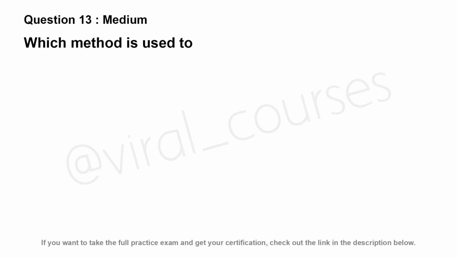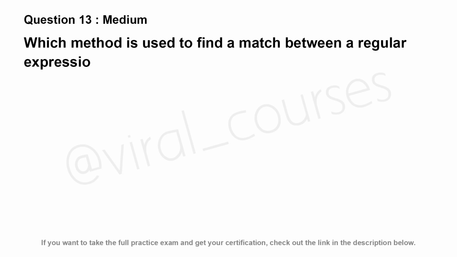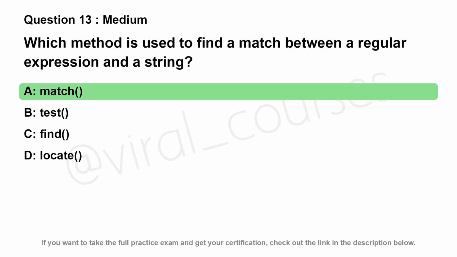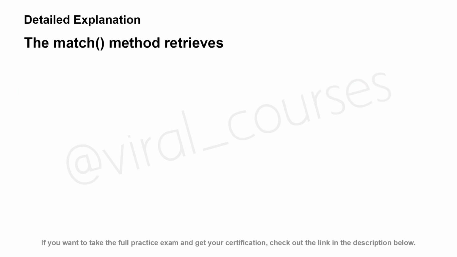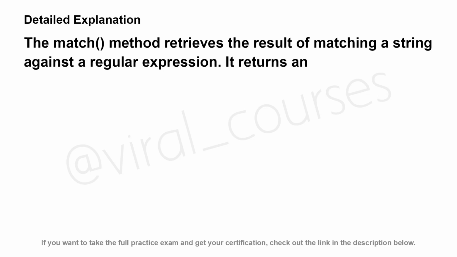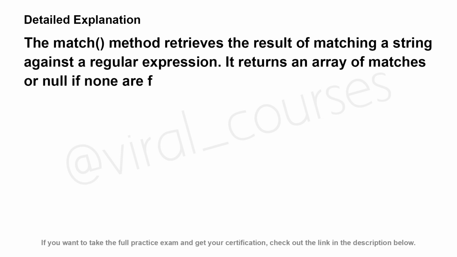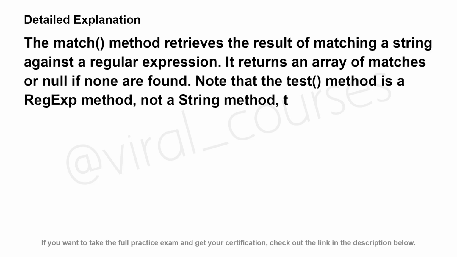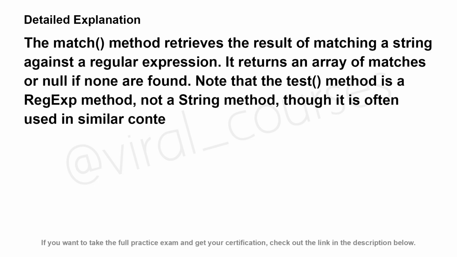Which method is used to find a match between a regular expression and a string? Option A, match. Option B, test. Option C, find. Option D, locate. The correct answer is A. The match method retrieves the result of matching a string against a regular expression. It returns an array of matches or null if none are found. Note that the test method is a RegExp method, not a string method, though it is often used in similar contexts.